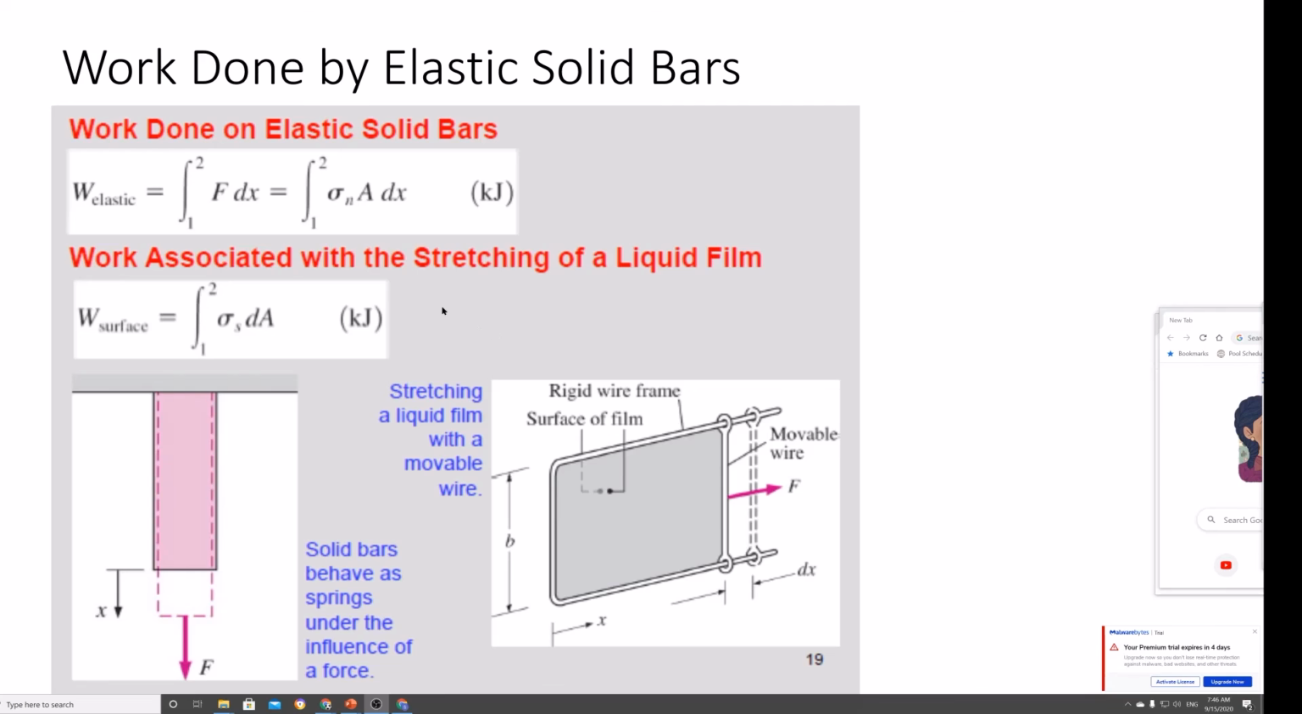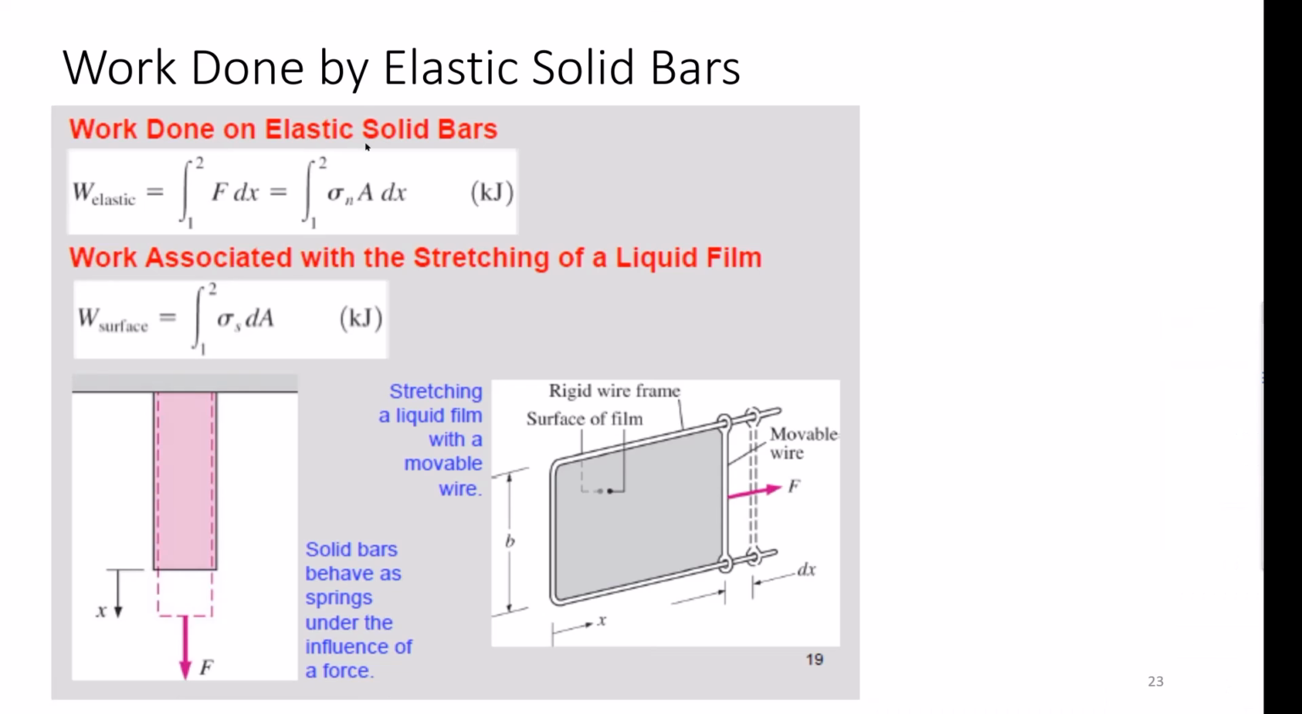We also have work done by elastic solid bars. We're talking about a solid bar, and it's the same thing as how we're dealing with a spring. This is our normal stress, which is just F over A, so the A's cancel out here. This gives us how much work is being done on it. So instead of the force, you're going to have the normal stress, which is force divided by area, times the area times dx.